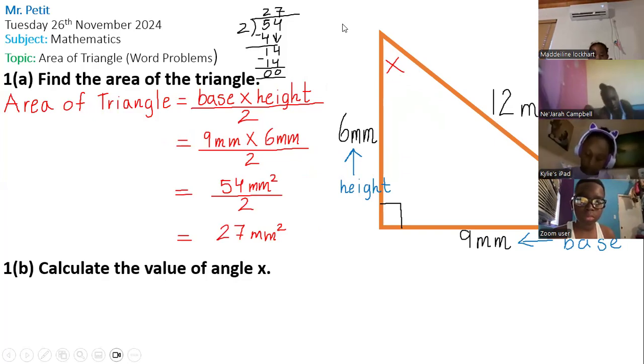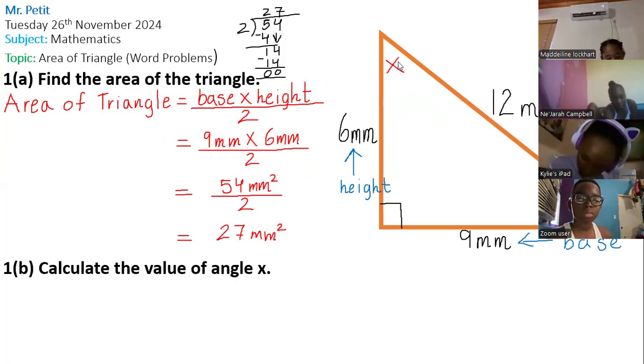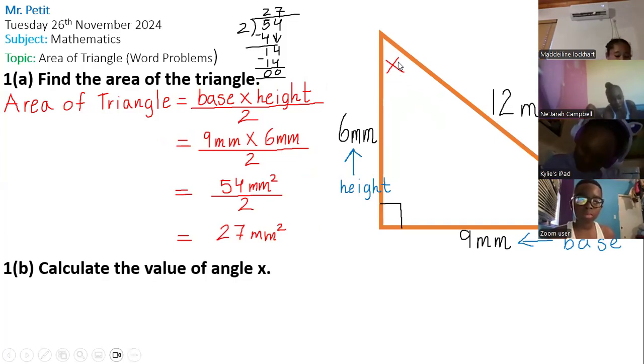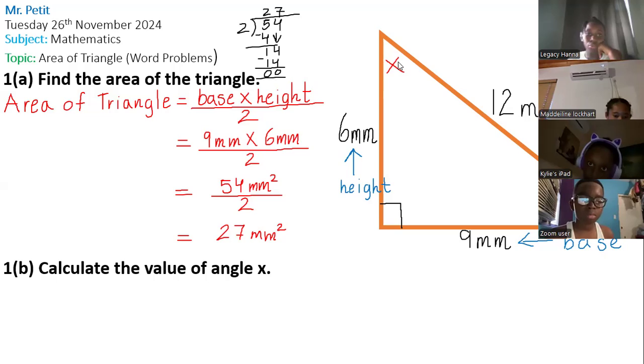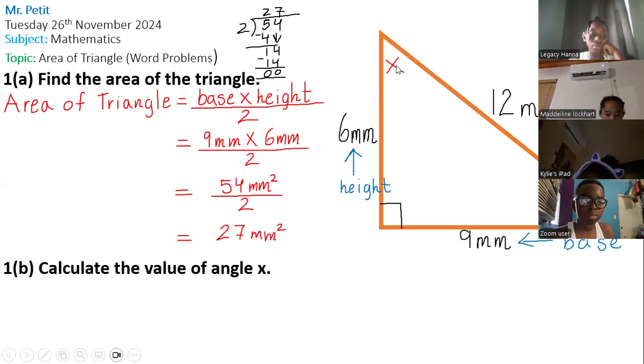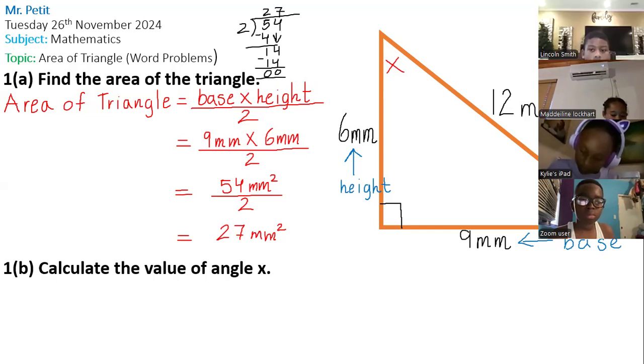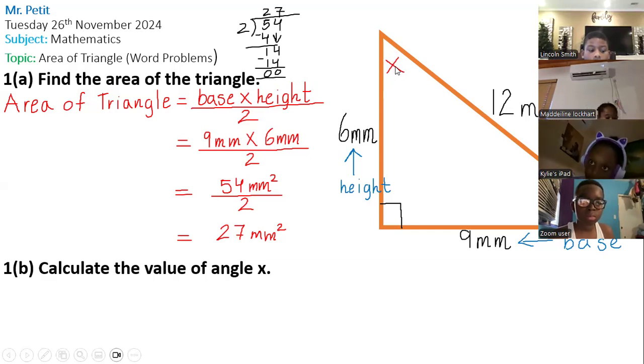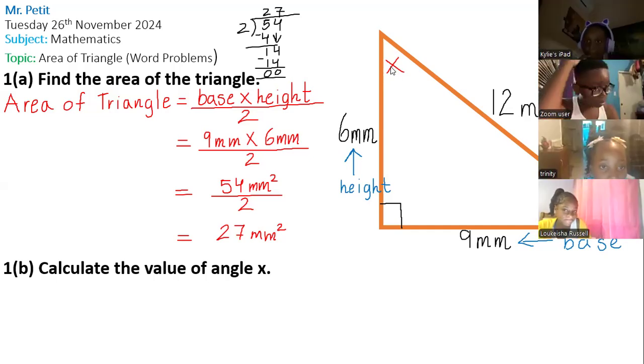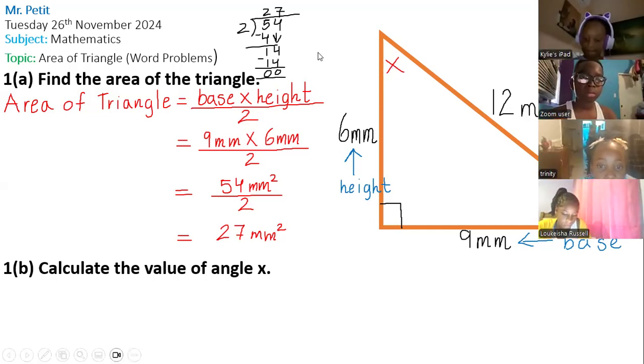Now we know that this angle is how many degrees? Go ahead, Najara. Does this involve subtracting? What are you going to subtract? There's two numbers. No. We have X. We're trying to figure out the size of angle X. Are we going to add? Add what? All the numbers together? 12, 6, and 9? No. We want to figure out the size of this angle, X. Does anyone know how to do that? Trinity, do you know?